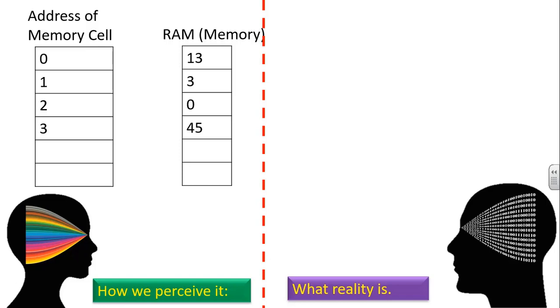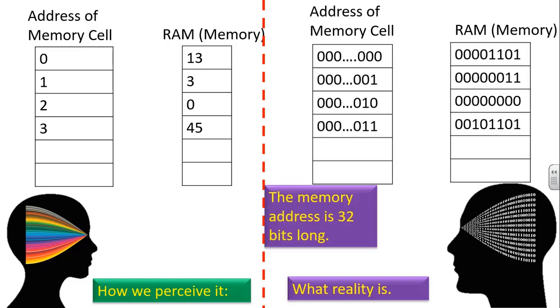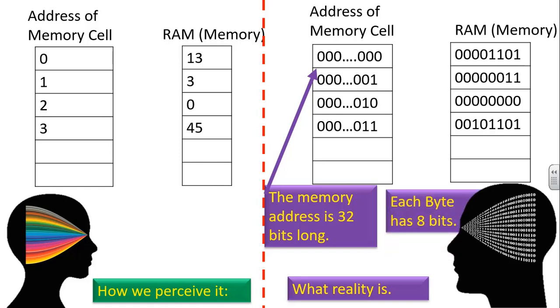But what happens exactly in reality? The address of memory cell inside the RAM is in the form of binary. The memory address is 32 bits long, and the data stored in these cells consists of 1 byte. 1 byte has 8 bits. It means in one cell we can store 8 bits of information, that is 0 and 1.